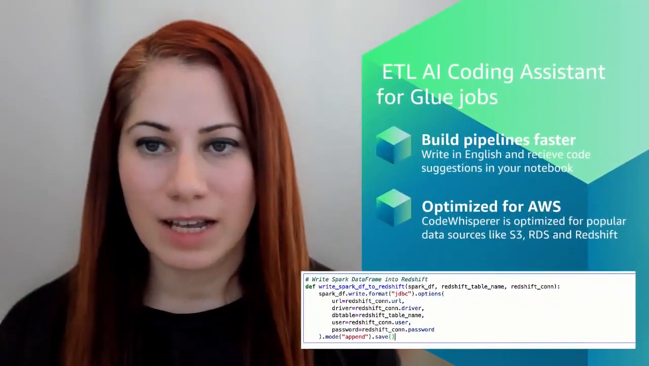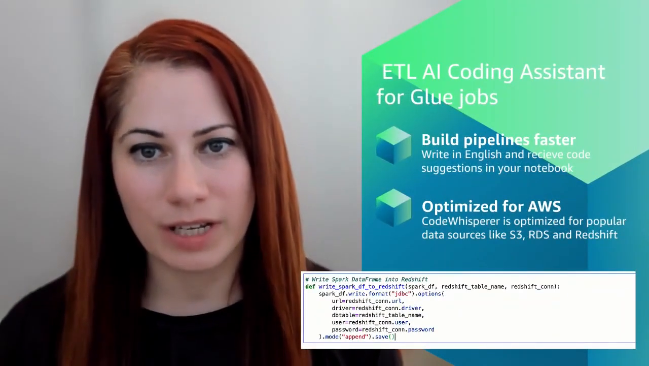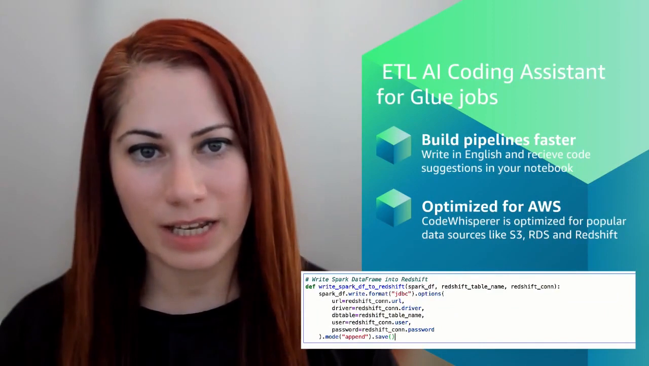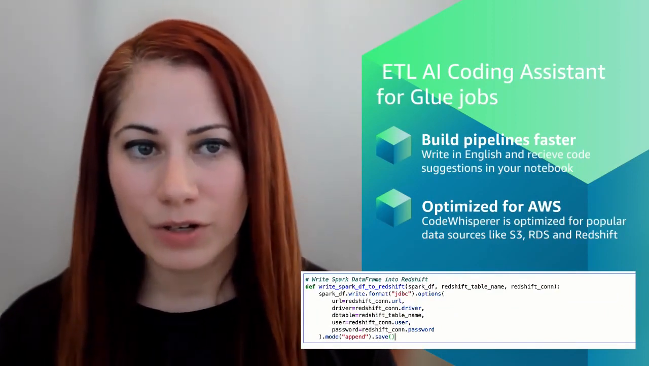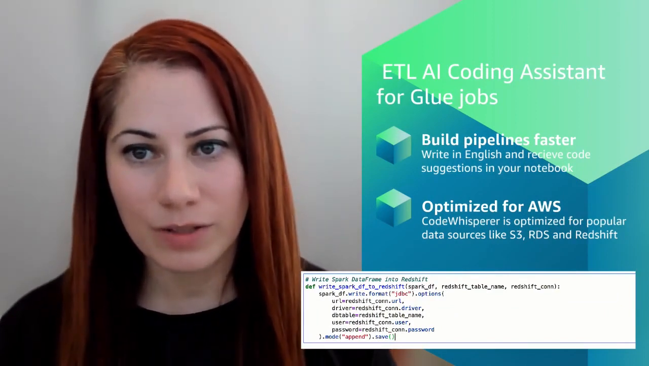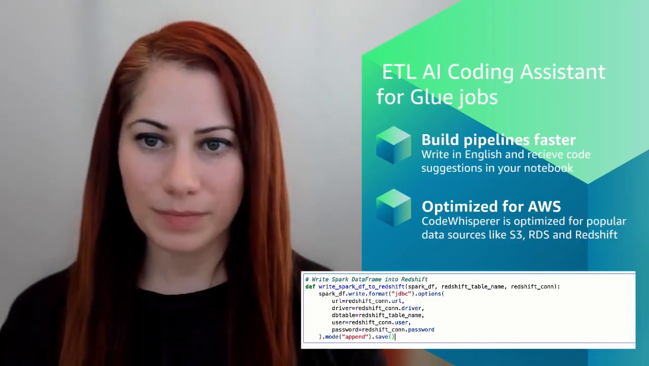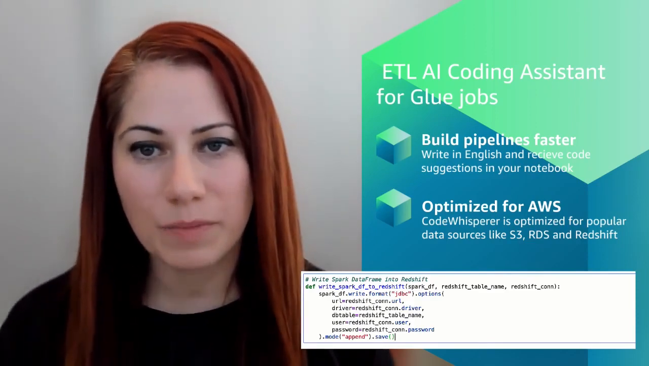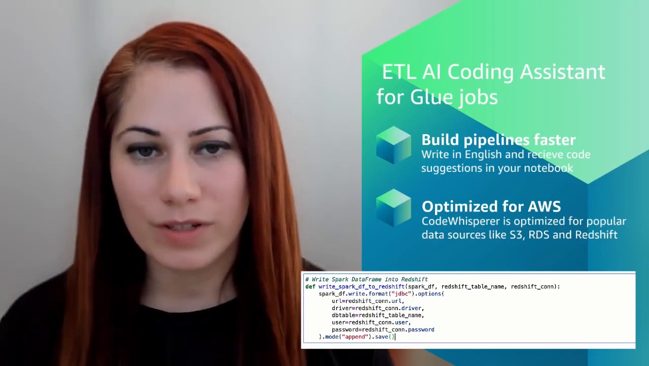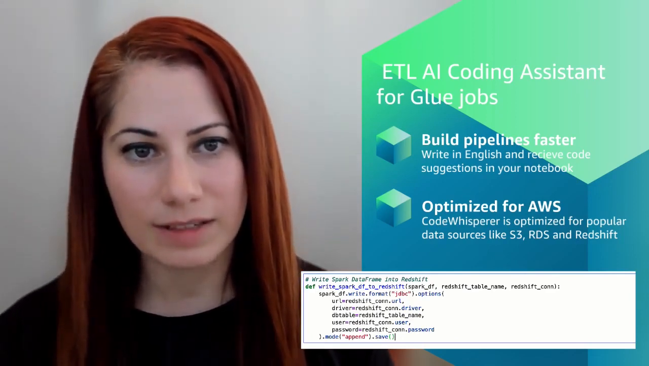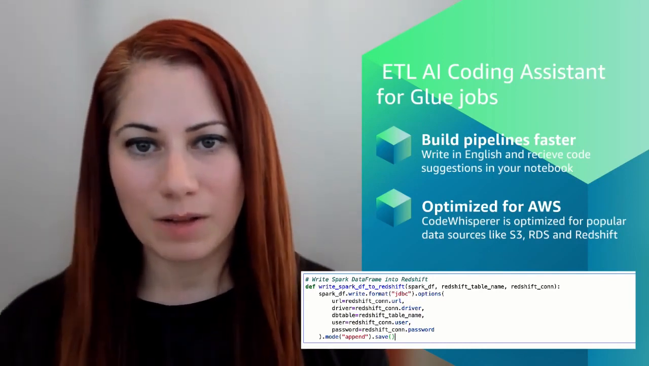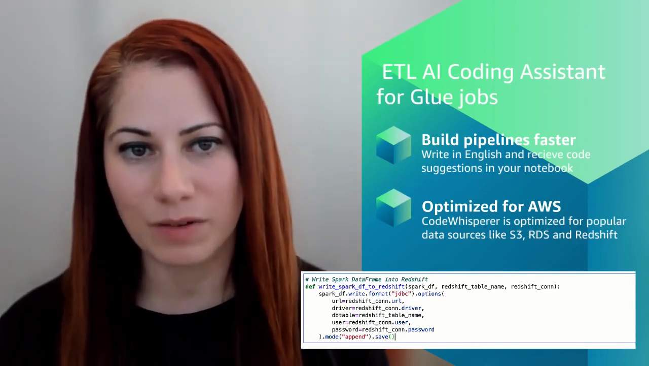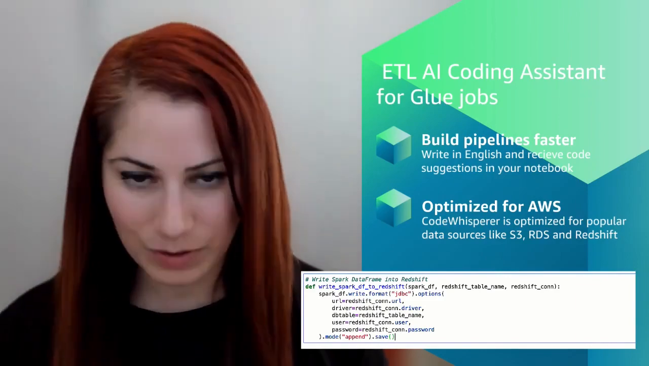Finally, another really cool feature that helps developers save time is our new AI coding assistant. As you type code in your Glue notebook interface in Python or in plain English, you will now receive autocomplete code suggestions and code snippets in real time. This AI coding assistant is powered by CodeWhisperer, which is optimized for AWS services and popular data sources. It helps developers to complete their work 57% faster than before. So super exciting.